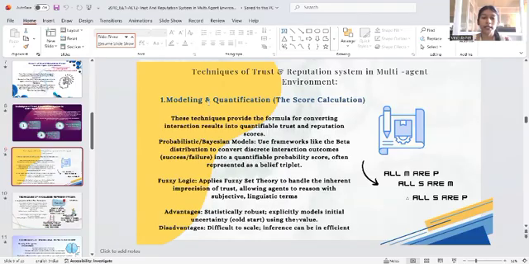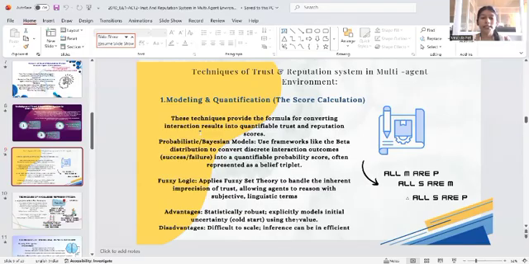Next, let's see techniques of trust and reputation. First one is modeling and quantification, the score calculation. This technique provides the formula for converting interaction results into quantifiable trust and reputation scores.